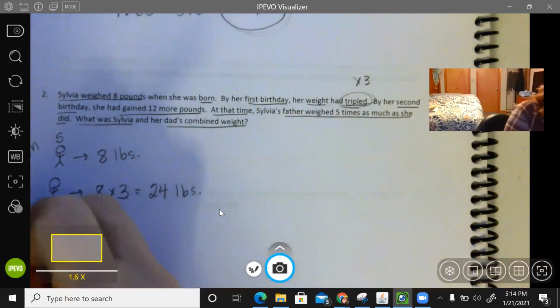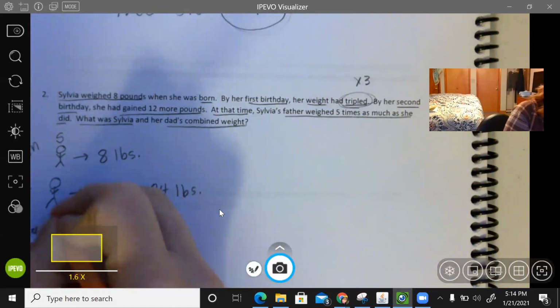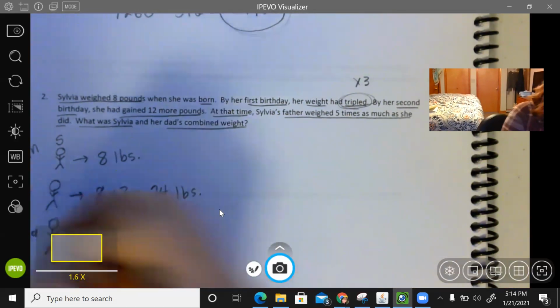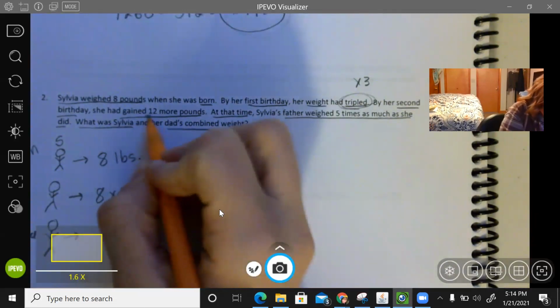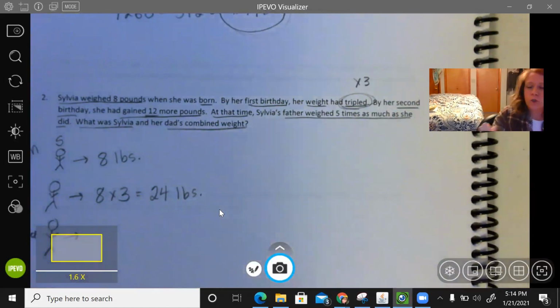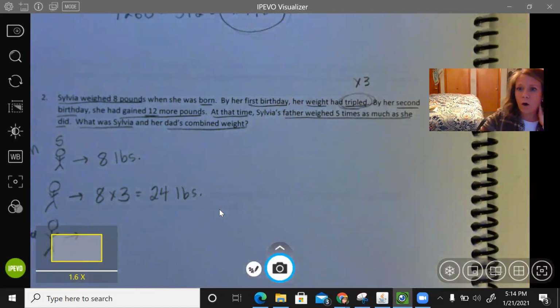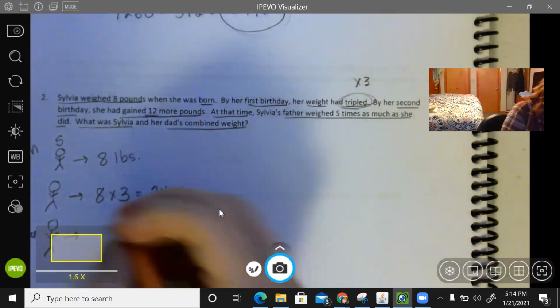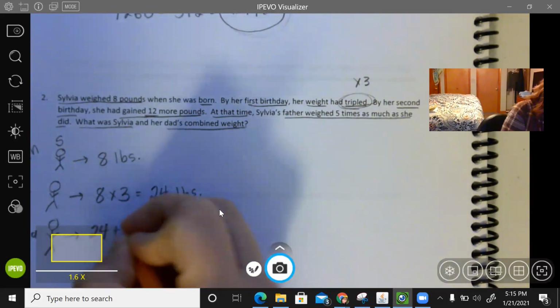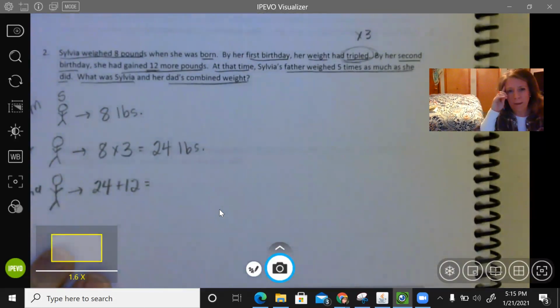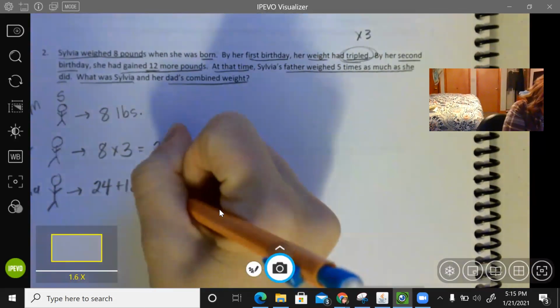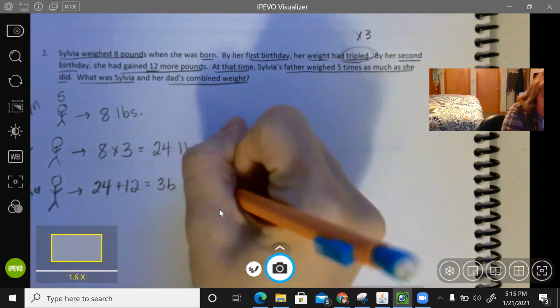Then we move on to her second birthday. So she got a little more big. Now she gained 12 pounds. Gained 12. So we're adding 12, increasing by 12. So I'm going to take my 24 and I'm going to add 12 pounds to it. And since I've worked with 12s a lot, I can do this one mentally. 24 plus 12 gives me 36 pounds.